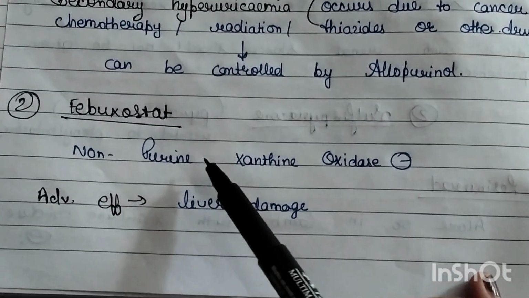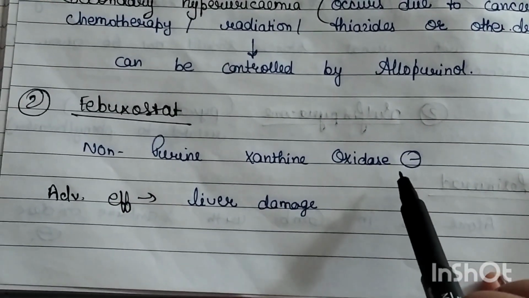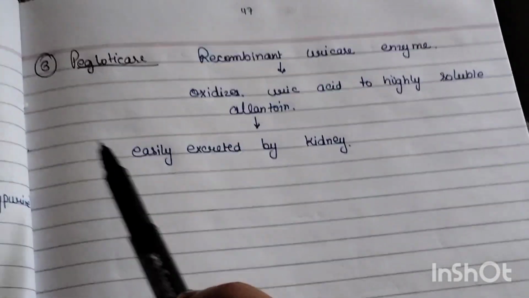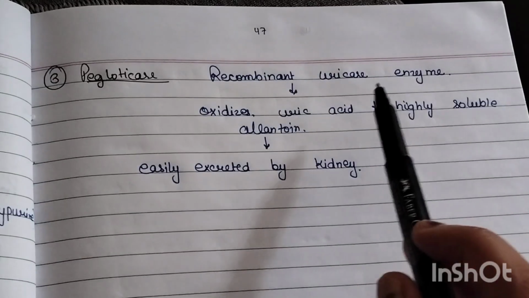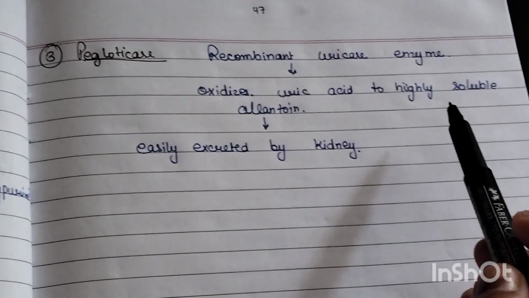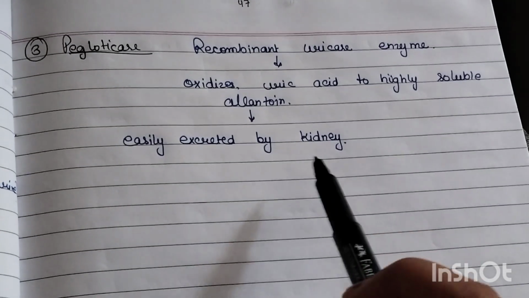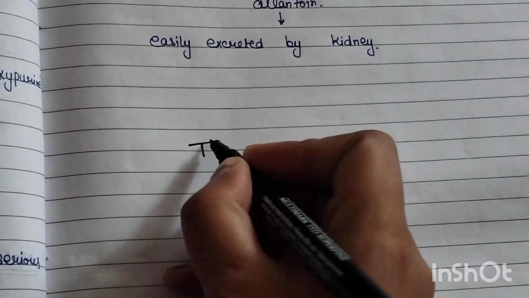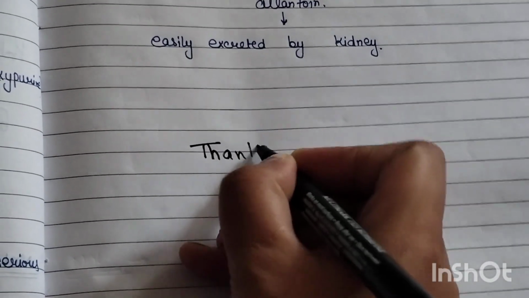Another drug is febuxostat, which is a non-purine xanthine oxidase inhibitor. The adverse effect is liver damage. The last drug in this class is pegloticase, which is a recombinant uricase enzyme that oxidizes uric acid to highly soluble allantoin, easily excreted by the kidney.